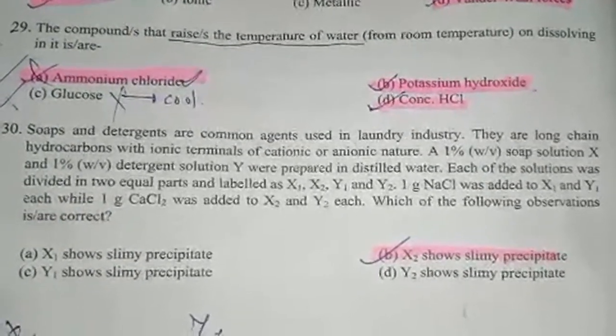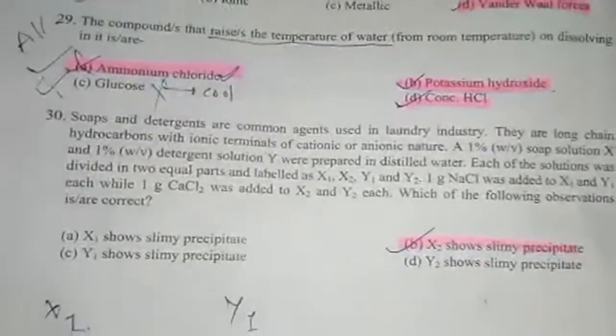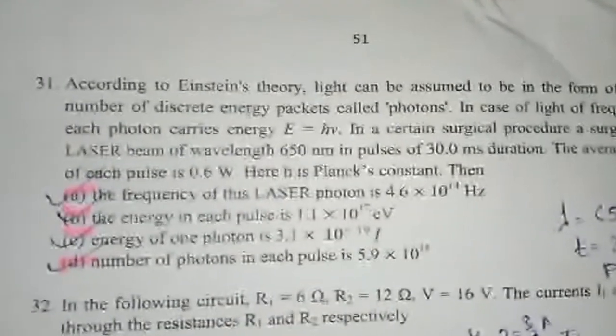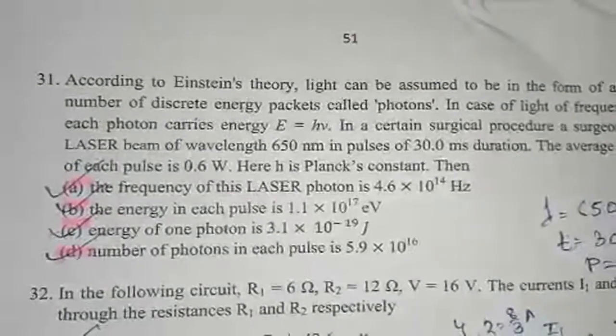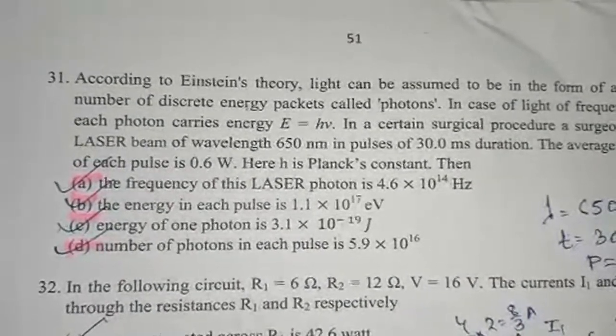Which of the following observations are correct? तो इसमें देखिए ऑप्शन नंबर जो बी है, that is the only correct option and that is telling X2 shows slimy precipitate. नेक्स्ट क्वेश्चन की तरफ मूव करते हैं. 3 more questions. तो नेक्स्ट क्वेश्चन है क्वेश्चन नंबर 31.